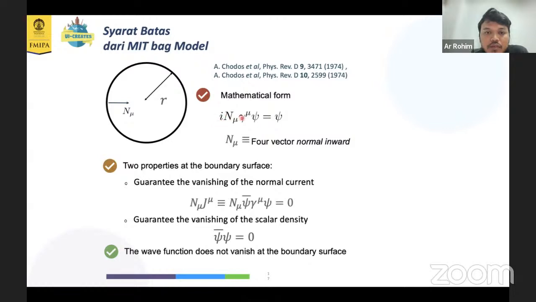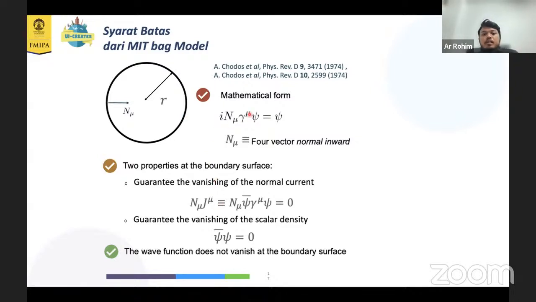So we have i μ γ^μ ψ = ψ, and μ here is the vector normal inward. So for example, if we have something like this, and r here is the radius, and μ here is the normal inward, this vector points toward the area where the particle appears. So for example, if the particle appears here, then the normal inward goes in these directions.